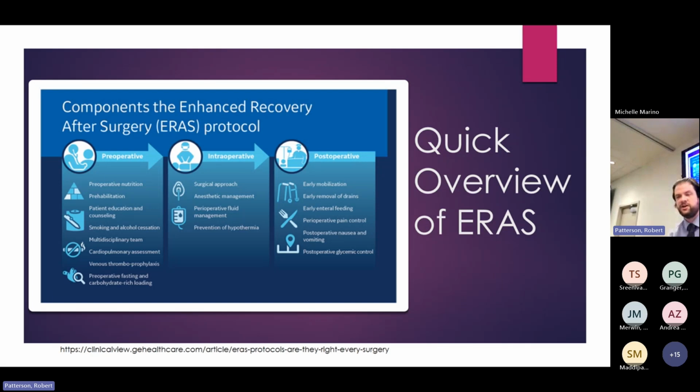So quick overview of current ERAS guidelines, which was given via the healthcare.com. And then we're going to dive a little bit deeper on the parts that us as anesthesiologists can help abide by.